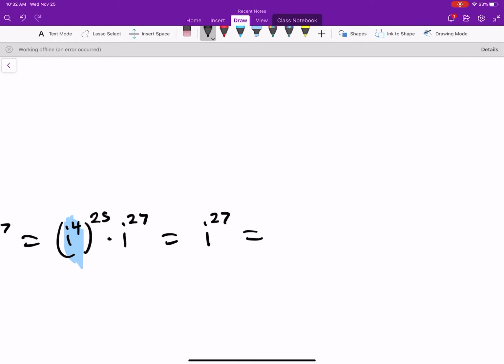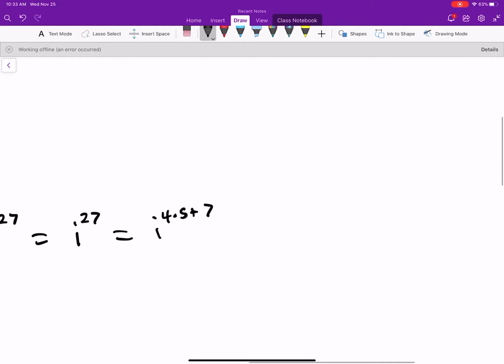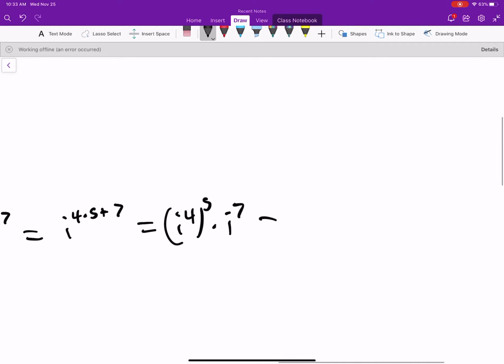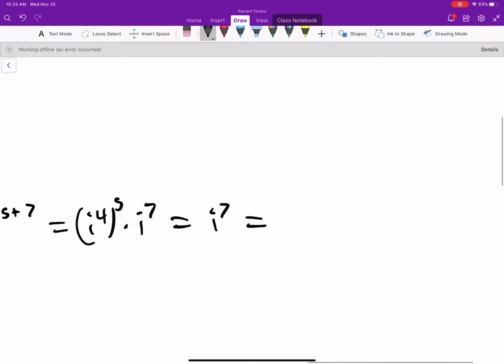So we can use 4 times 5 now. So i to the 4 times 5 plus 7, that's 27. So again, that is i to the 4th to the 5th times i to the 7th equals 1 to the 5th, which is just 1. So that's just i to the 7th. And then we know i to the 4th is 1. So we end up with i to the 3rd.